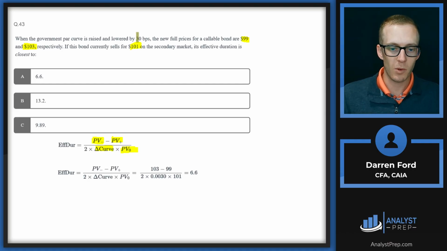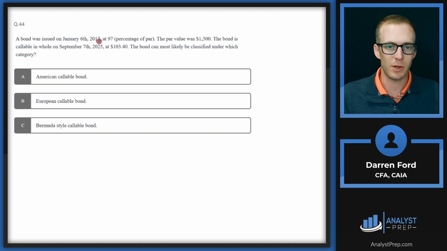And remember, 30 basis points, that's going to be 0.3%. So then you need to take that 0.3 and then also divide that by 100. So 30 basis points is 0.003. And when we plug in all those numbers, we get 6.6 for our effective duration. Answer A.